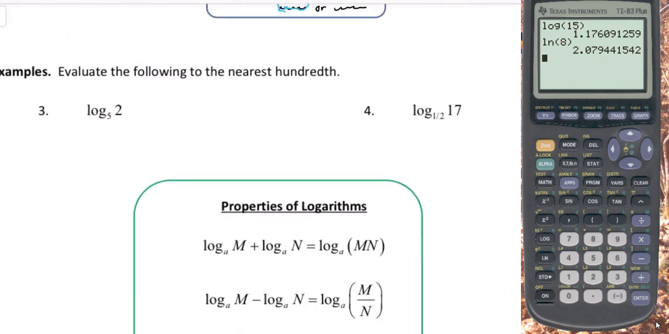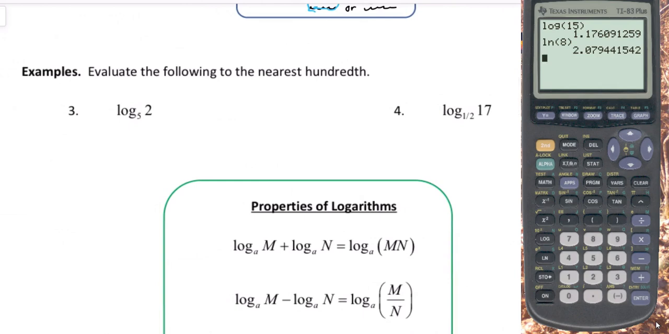In this first example, I'm asked to calculate the log base 5 of 2. Since it's not a base 10 or a base e, this is where I would need the change of base formula. So I'm going to scooch my screen over just a little bit. I'm going to first rewrite this using that change of base formula. The change of base formula says that I rewrite this as the natural log of the argument over the natural log of the base.